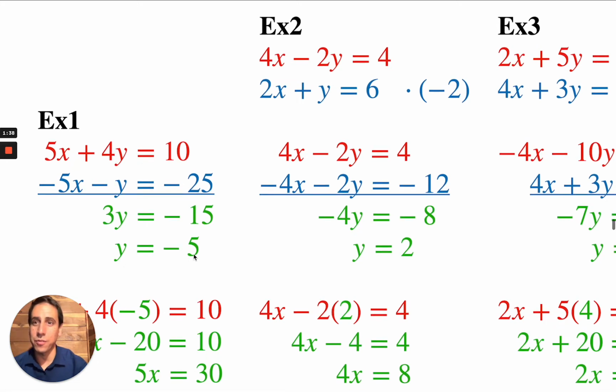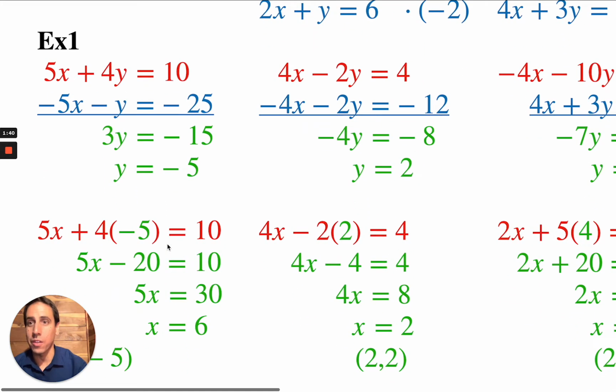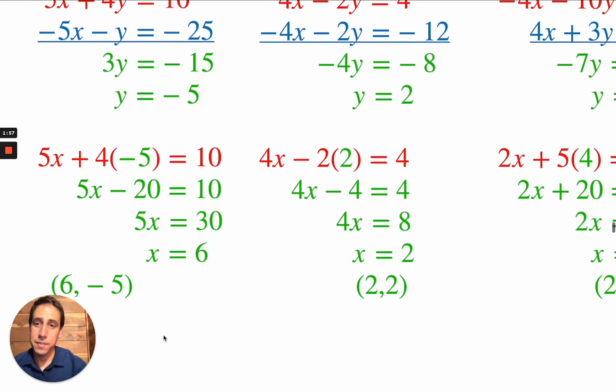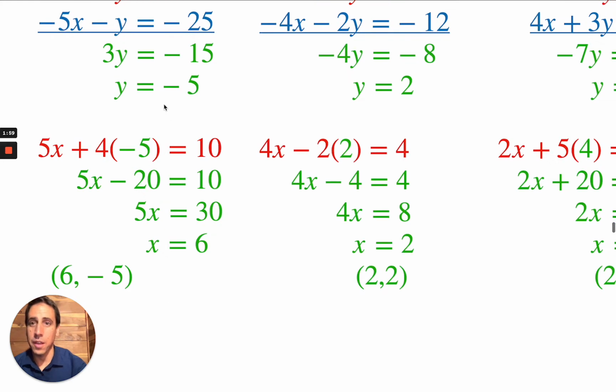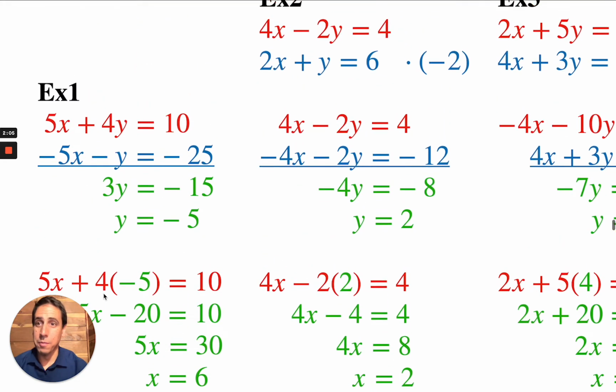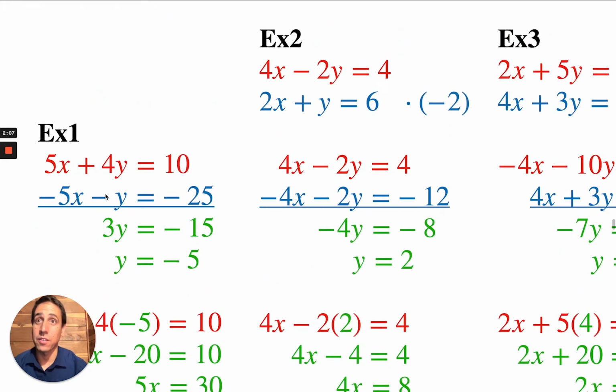Awesome. Let's take that info and put that back into one of the other equations. Doesn't matter which one. I'm going to choose the red one because there are fewer negatives. 5x plus 4 times negative 5 is equal to 10. You do the multiplication, and then undo the subtraction, undo the multiplication, you get x is equal to 6. And so now I know what x is, I know what y is, I'm going to list them out here as an ordered pair. That's actually way faster. This particular problem is way faster to solve than substitution.